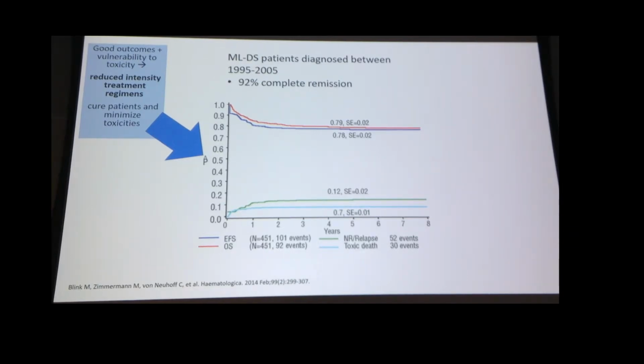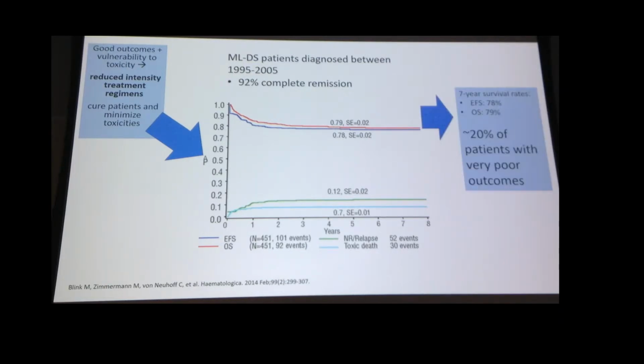This helps cure patients while minimizing toxicities. Unfortunately, however, there's approximately 20% of patients who either have refractory disease or acquire relapse disease, and these patients do really poorly. You can see that the blue line here is event-free survival, the red line is overall survival. Do you see how these track so closely? This indicates that once kids develop refractory or relapse disease, they're really not salvageable. Once kids relapse, they die.